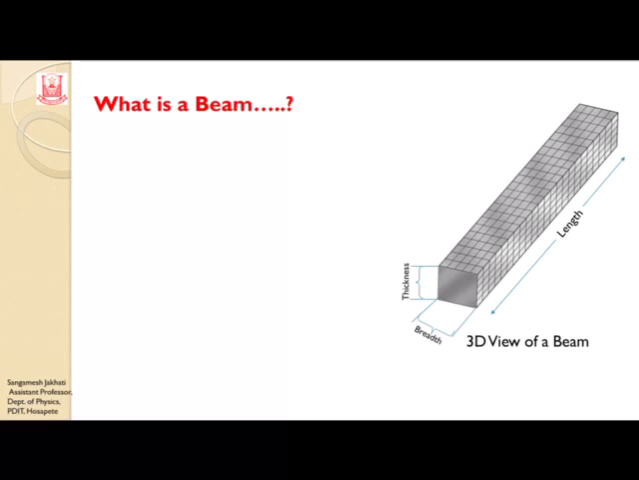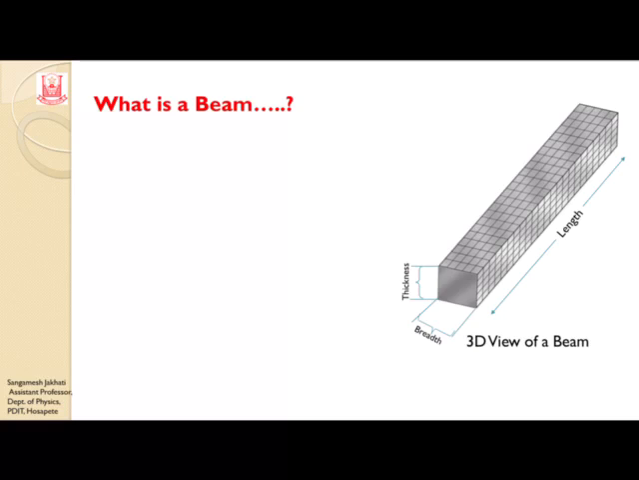So first let us know what is a beam. So here the picture shows a three-dimensional view of a typical beam. In this beam, if you compare its length with its thickness and breadth, we see clearly that the thickness and breadth are comparatively very much smaller than the length of the beam. Means the length of the beam is very much higher when compared to thickness and breadth.